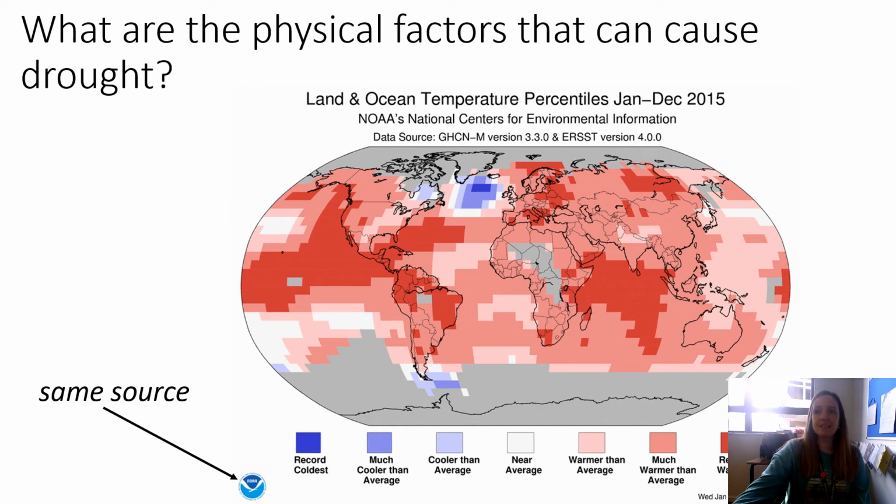Another one is temperature. Okay, so you can see that the vast majority of places in the world are experiencing a warmer than average temperature. And if you've got a higher temperature, that leads to a higher rate of evapotranspiration. So more water is going from the land back into the atmosphere, and therefore leading to an increased risk of drought.